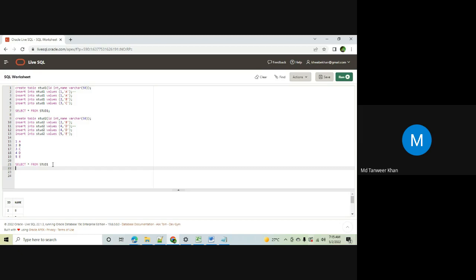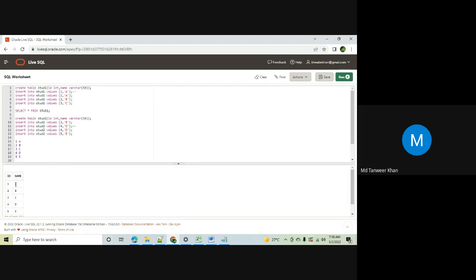So to get this kind of data, we have an operator known as union. Let me run this and check the output. Now this is the output. Please verify: 1A, 2B, 3C, 4D, and 5E, right?